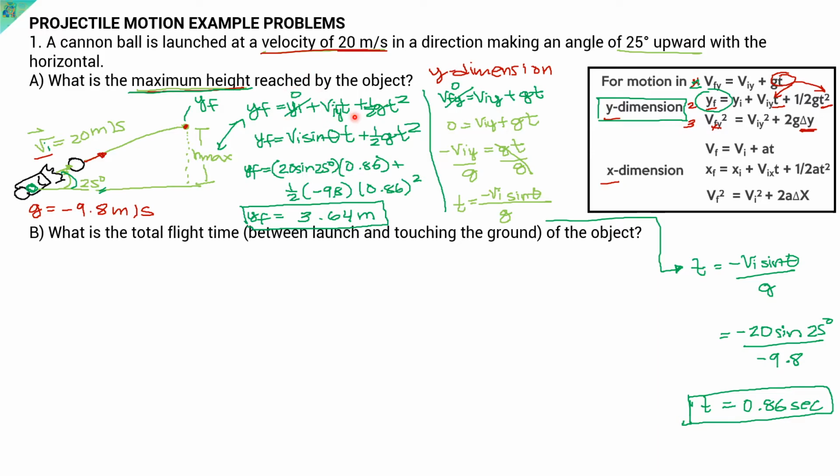And also take note that V_iy is actually the initial velocity in the y-axis. That's why we still need to write down our sine theta, or our angle here. And one half g t squared, we write down our variables here. Our final answer is 3.64 meters as our y final. Do you have any questions?